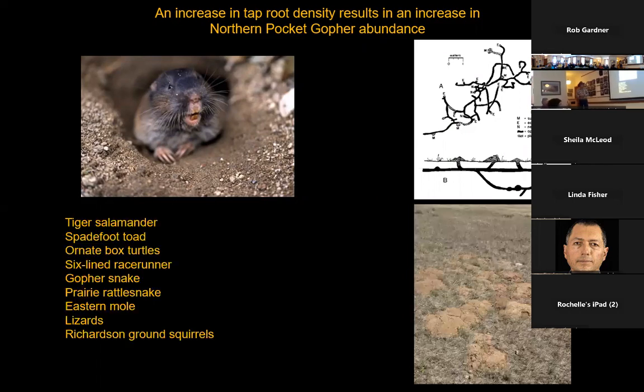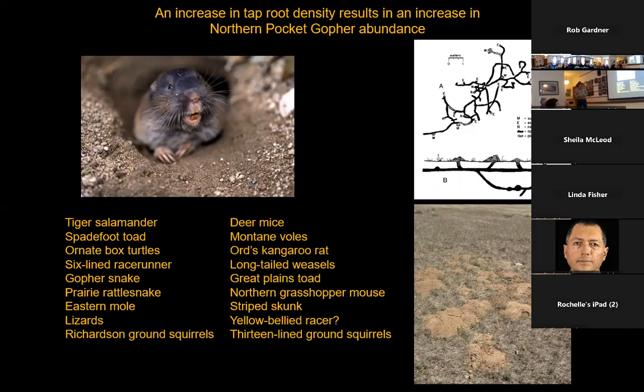I went through the literature trying to find out who would benefit from northern pocket gopher burrow systems. And this is just a very short list. I couldn't get it all on one slide. Well, over 30 species benefit directly from having that burrow system, either for excavation during the summer months when it's too hot, or many of these species will hibernate in the burrow systems. Tremendously important.